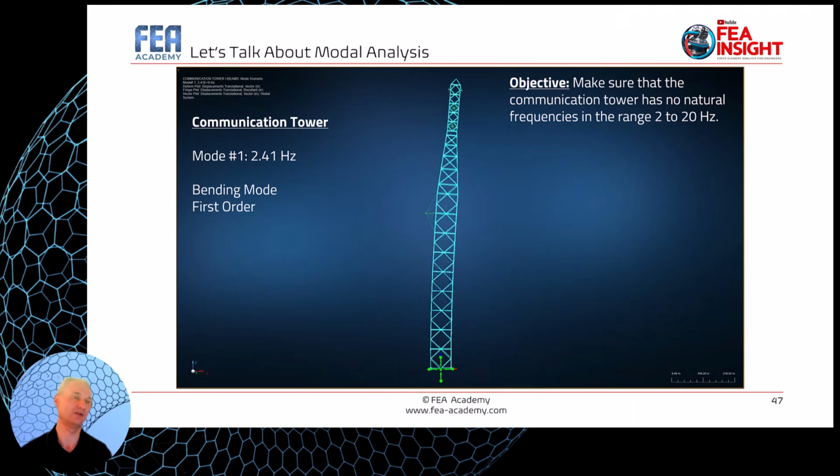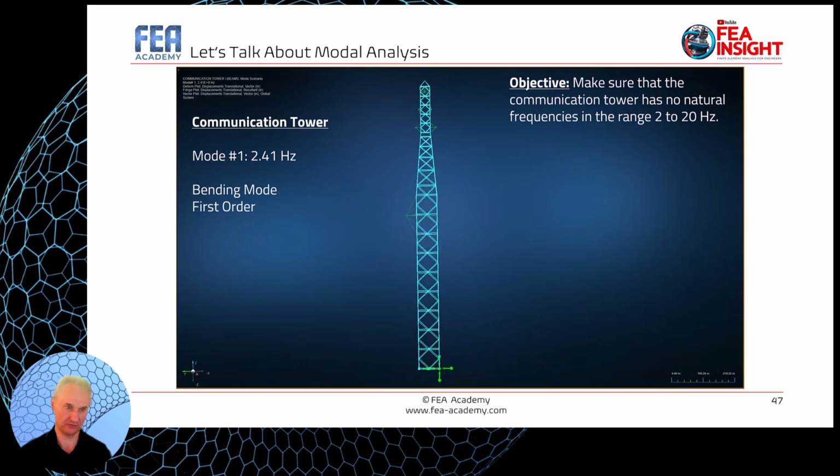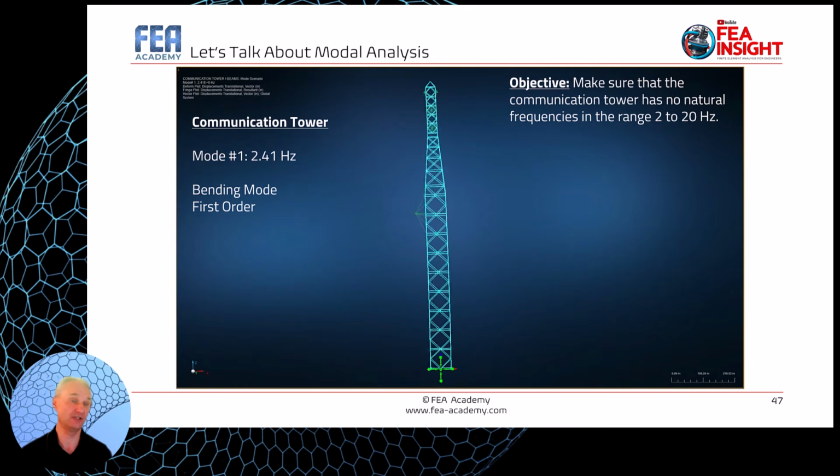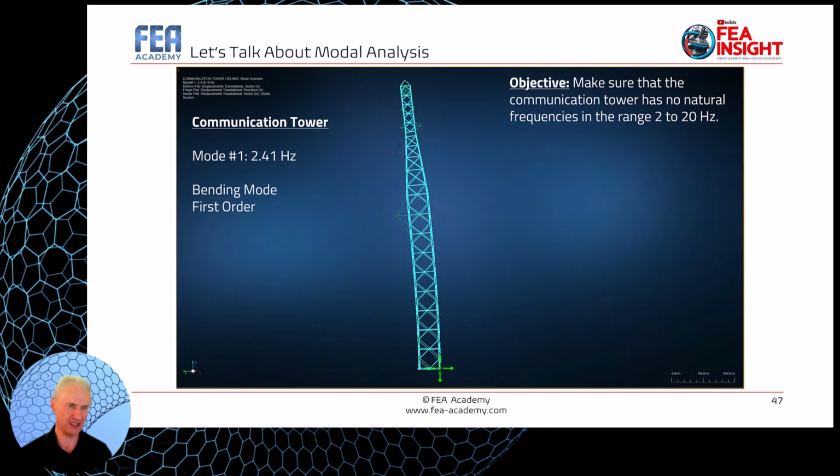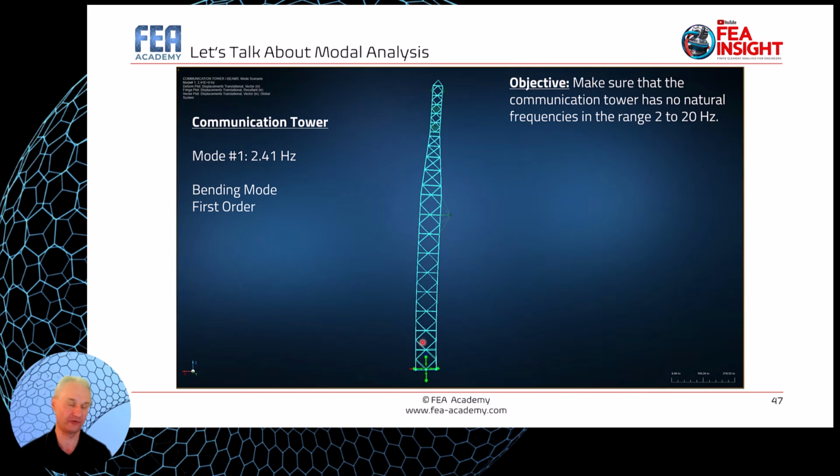So let's have a look at the results. I ran a normal mode analysis using my solver, and then I imported the results into the post-processing software, and I created animations of the different natural frequencies with the associated mode shape. So here is the first mode at 2.44 Hertz, and it's a bending mode of first order.